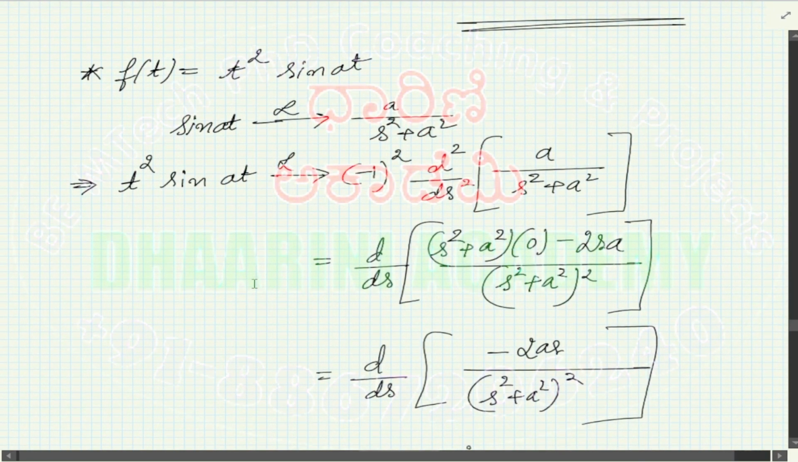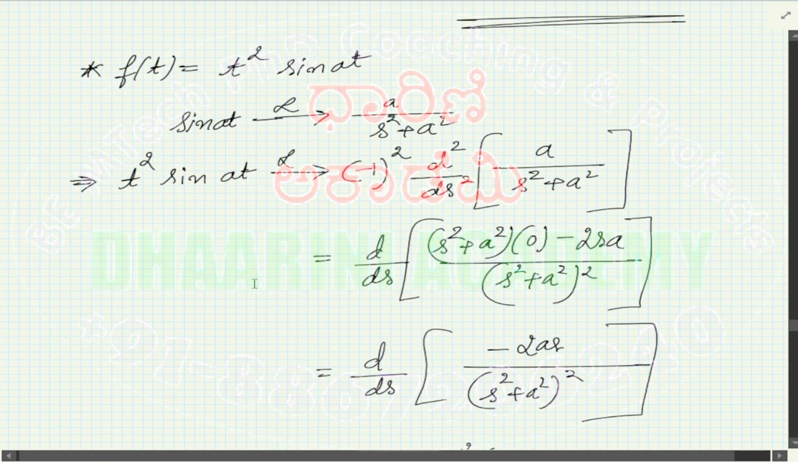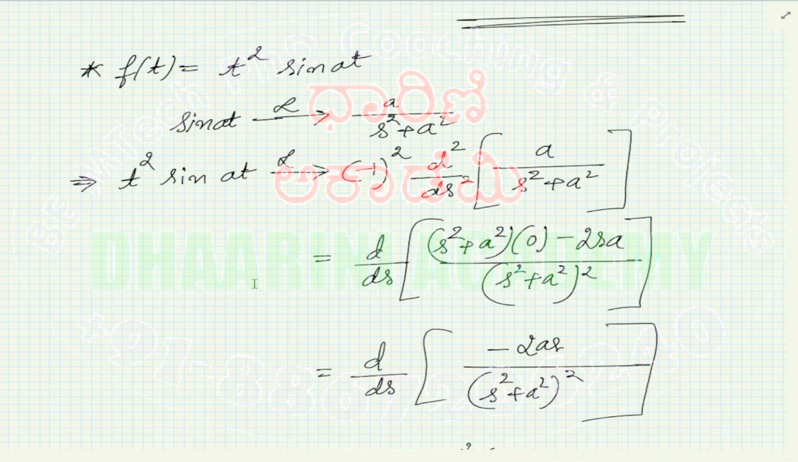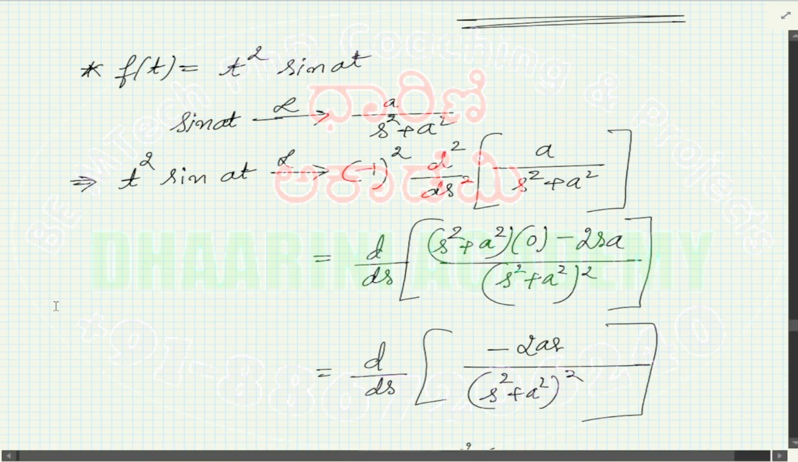In the next problem, we have t square sine at. The standard function we are taking now is sine at, which has Laplace transform a by s square plus a square. Since you are multiplying by t square, the property changes to minus 1 square d square by ds square of that function a by s square plus a square. So you should differentiate two times. Minus 1 square is plus 1, so we neglect that from here onwards.